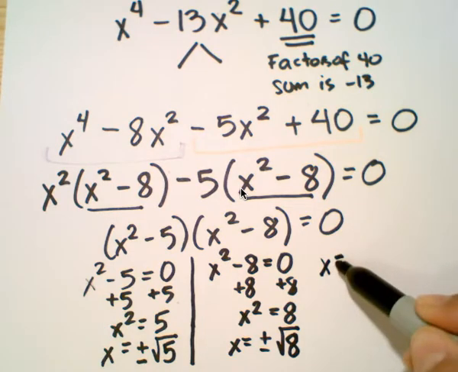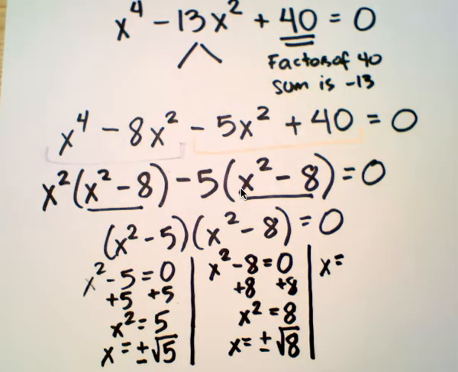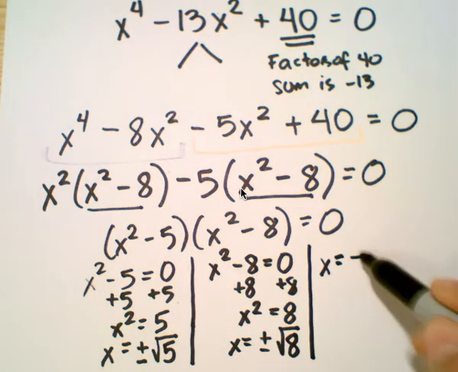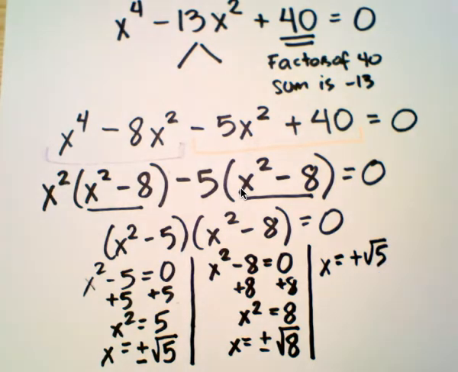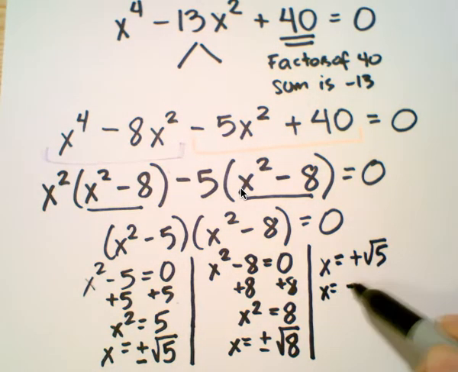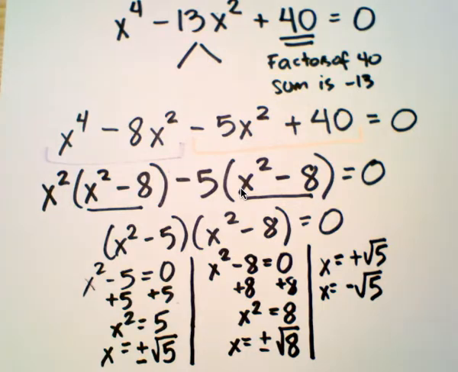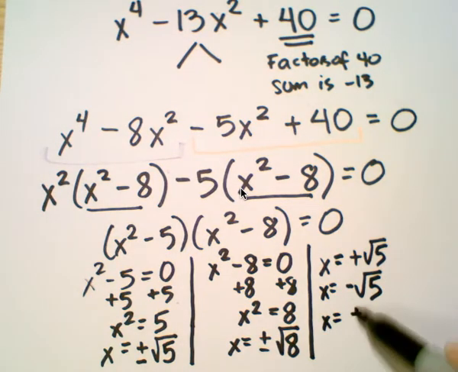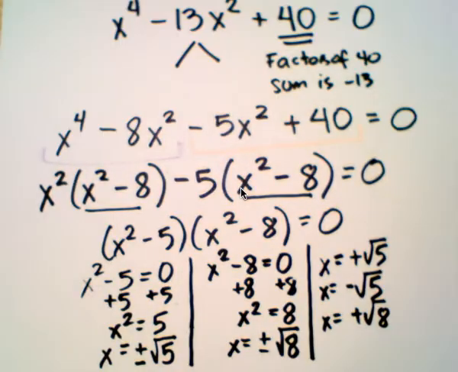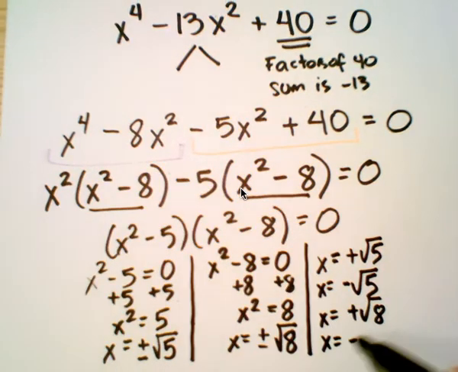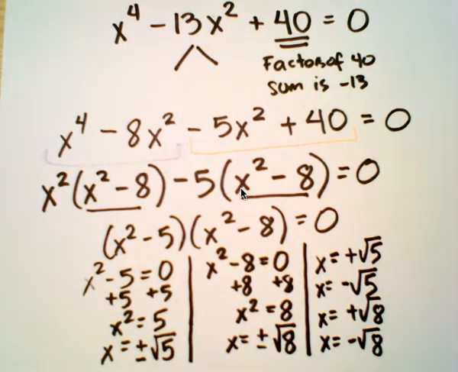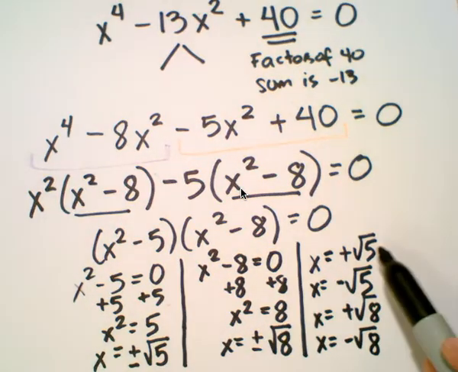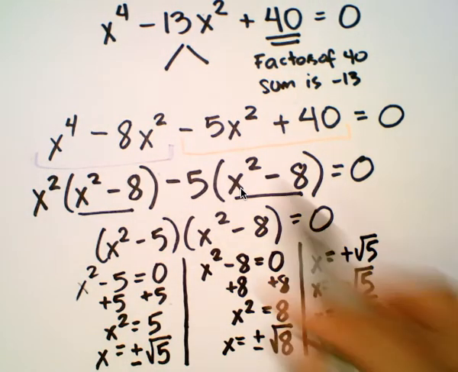I'm just going to write down my solution. x is equal to positive square root of 5. x is equal to negative square root of 5. x is equal to positive square root of 8. And x is also equal to negative square root of 8. Those are the x-intercepts of this graph.